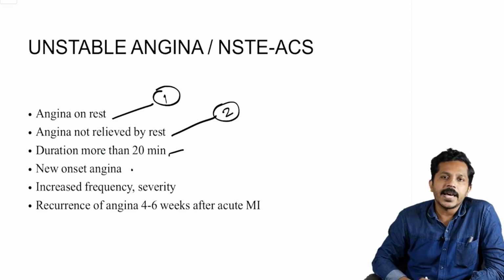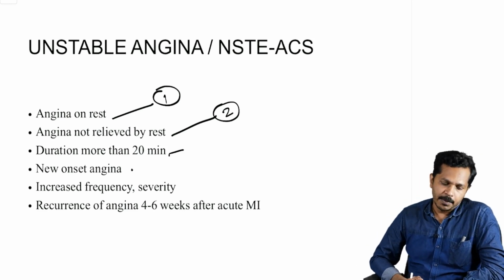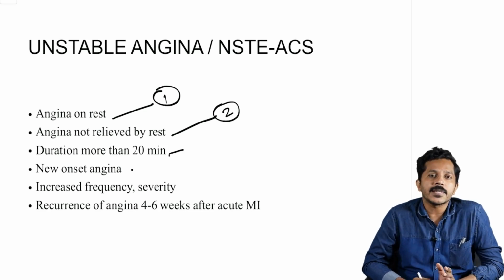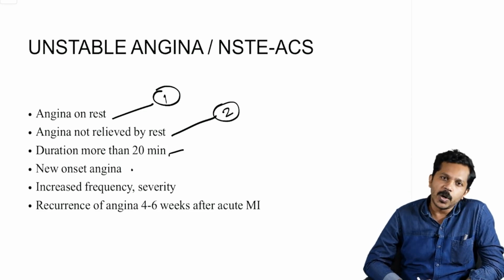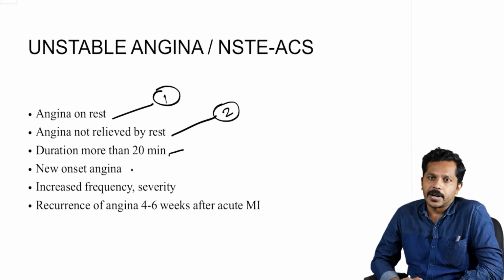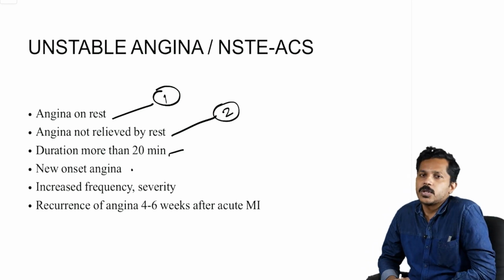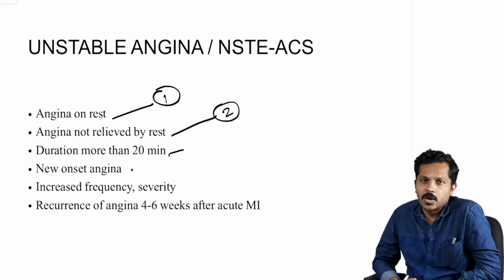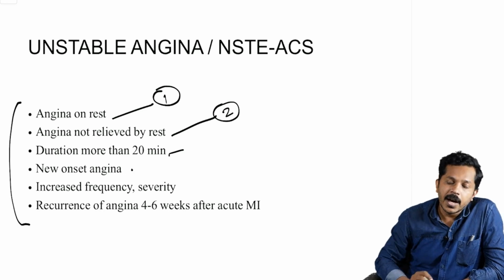And any new onset angina, so if a patient is developing angina for the first time, should be considered unstable angina. Also, a patient who has had chest pain in the past and now complains of increasing severity or increasing frequency of chest pain should also be considered as unstable angina. Or it may be chest pain following a myocardial infarction. A patient with a history of myocardial infarction in the past, who within 4 to 6 weeks is complaining of chest pain again, should also be considered as unstable angina, called post-infarction angina. So these are the characteristic features of unstable angina.